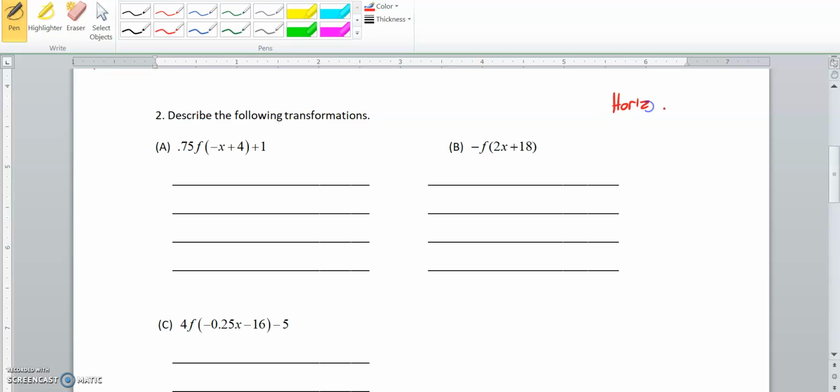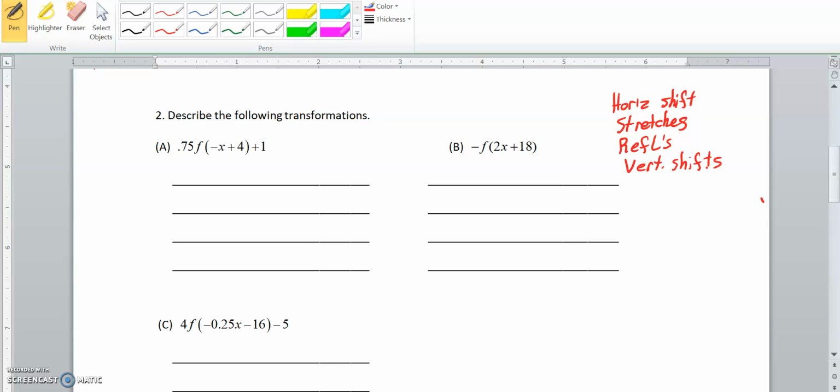So the steps for multiple transformations are horizontal shift, then stretches, then reflections, and then vertical shifts. So if we look at those, if we have one, great, we'll write it down. If we don't, we go to the next step.